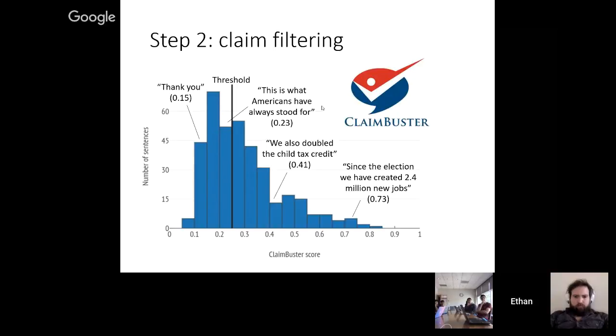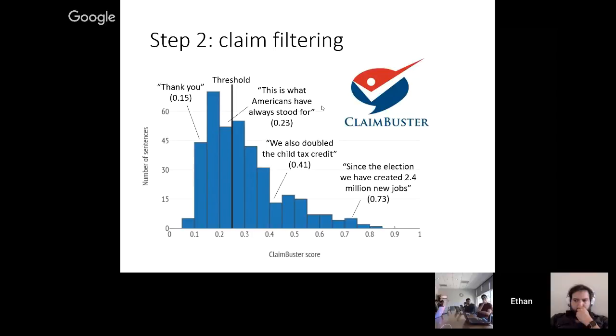"We also doubled the child tax credit" is something we can fact check, because maybe they tripled it, maybe they didn't change it at all. And then the sentence we care about for this example, "since the election, we've created 2.4 million new jobs," is 0.73. And this is a histogram of all the sentences from the State of the Union. And empirically, looking at a variety of sources, we use a threshold of 0.25, which you can see on the graph.